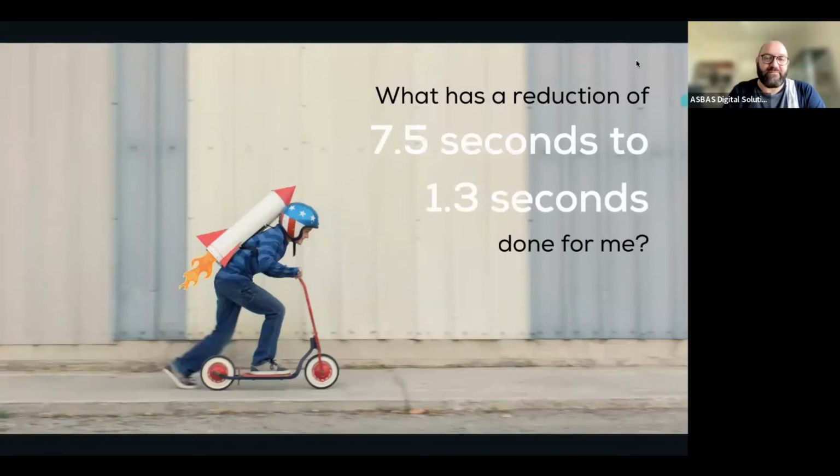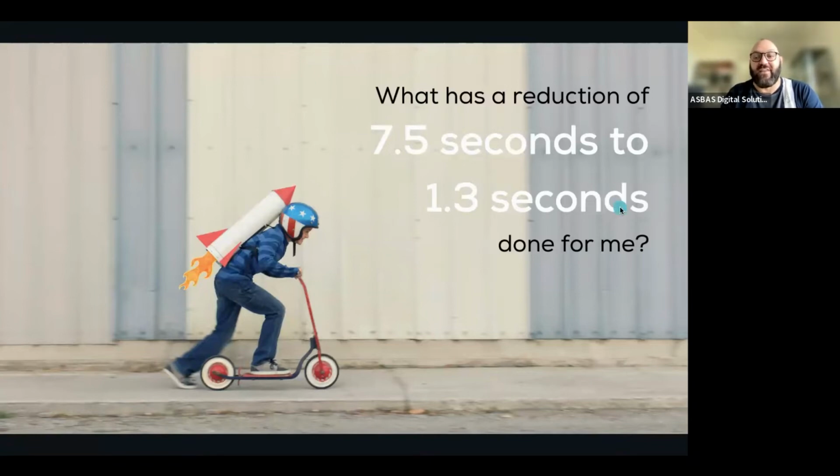So basically, how does it work? What is the real effect of, say, a reduction of a website that used to load in 7.5 seconds to 1.3 seconds? And what's that done for me? That's exactly the thing that happened to me. I had 7.5 seconds of loading for my homepage. It now loads in 1.3 seconds. That's all great and fine. What has it actually meant, though, in the real world?